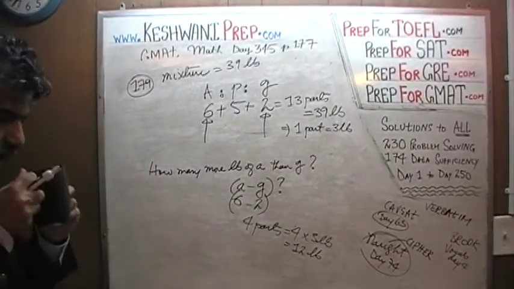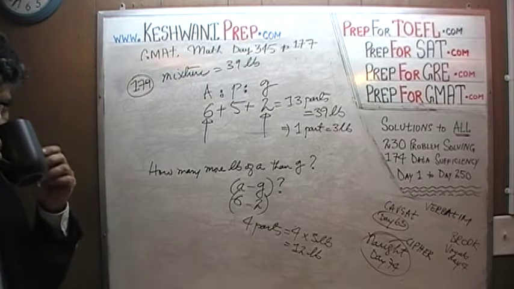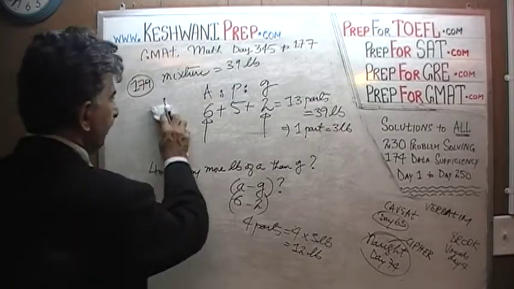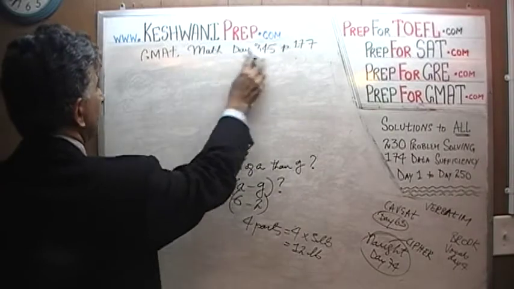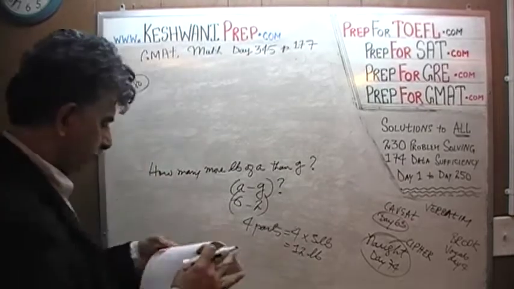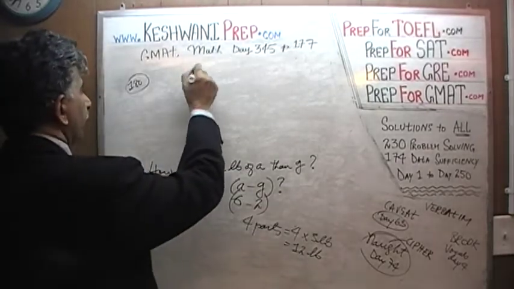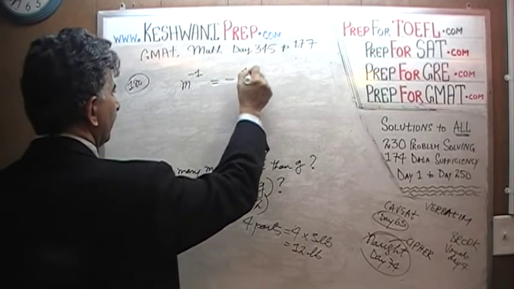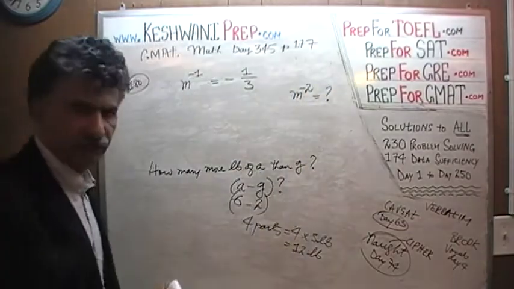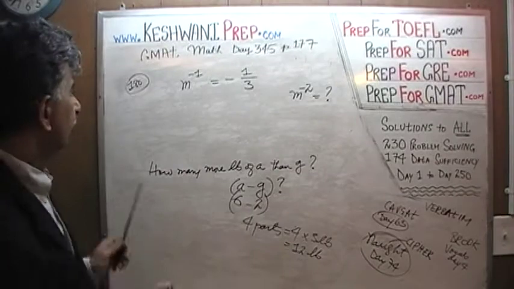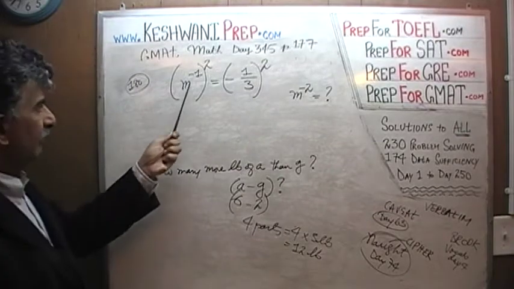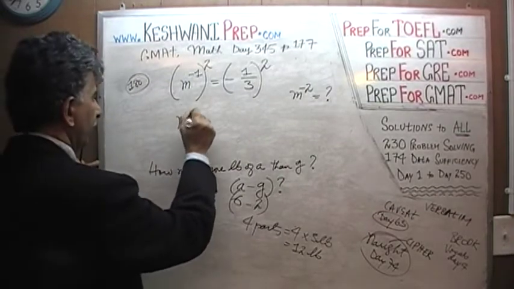Number 180. We are told that m raised to negative 1 equals negative 1/3. And the question is, how much is m raised to negative 2? Oh, that's just silly. Just square both sides, that's all. When we square both sides, m raised to negative 1 raised to the second power is m raised to negative 2.